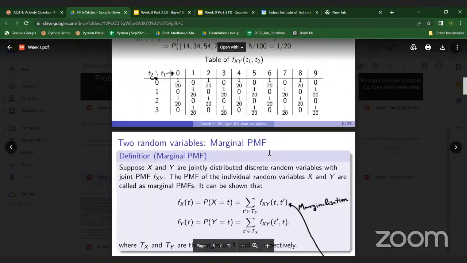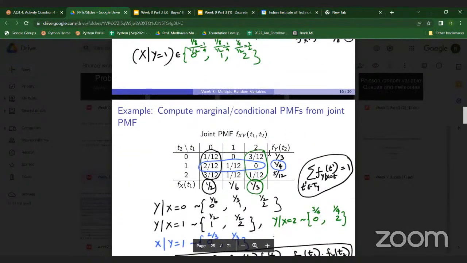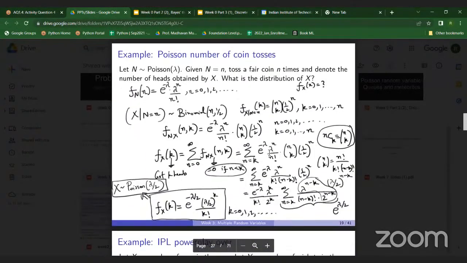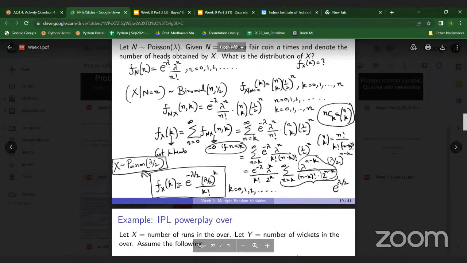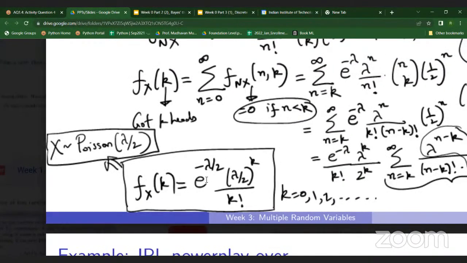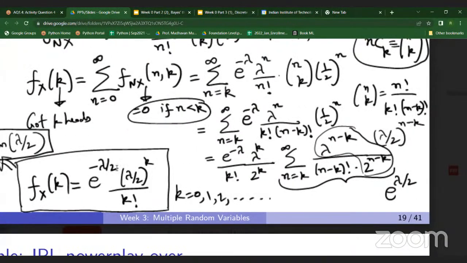He just found it for the case of success probability of half, I mean p equals half. Here you could see f_X of k is going to be e power minus lambda by 2 into lambda by 2 power k divided by k factorial. This has become a Poisson distribution with a lambda value of lambda by 2. So we just replace this 1 by 2 with p, and you'll get the generalized formula.